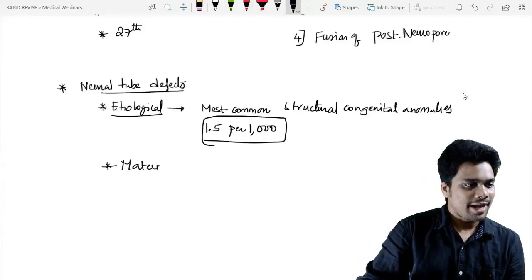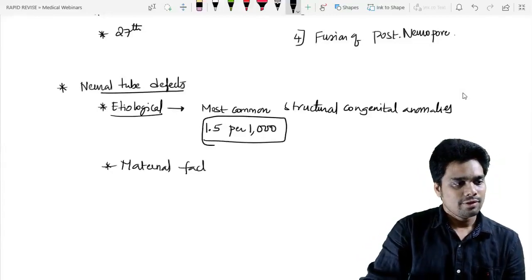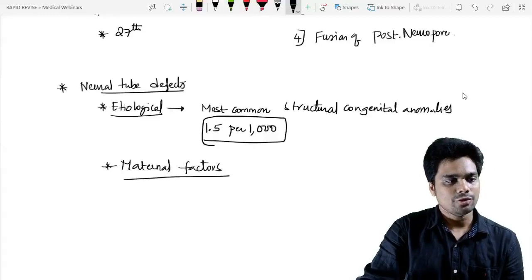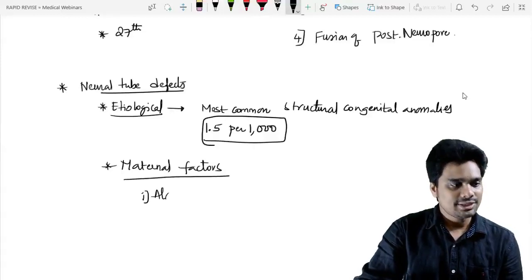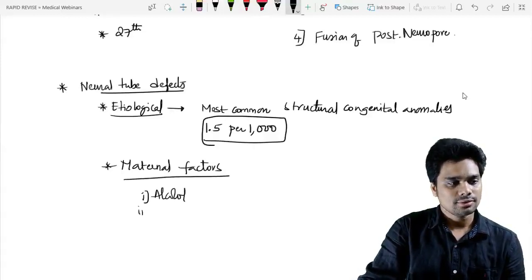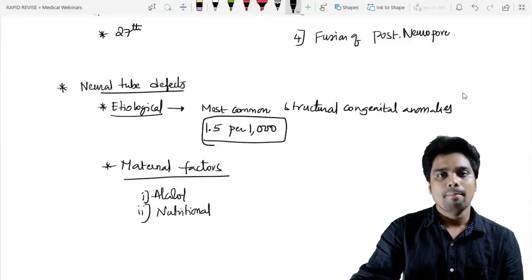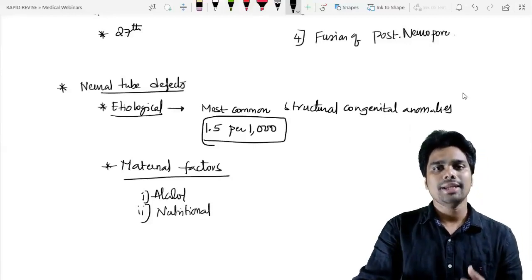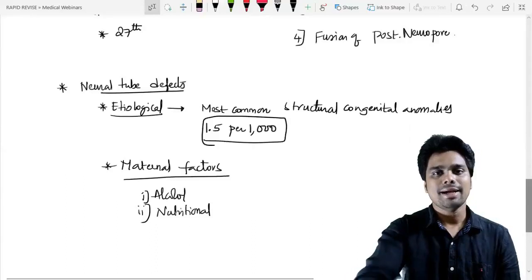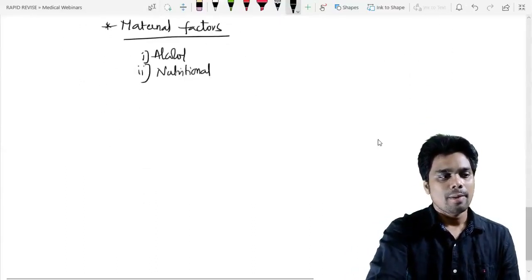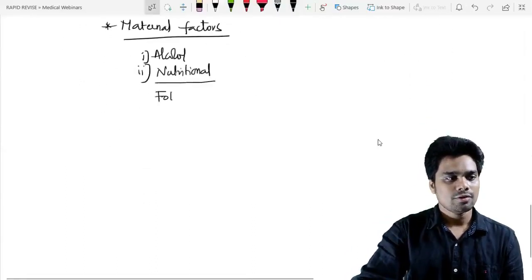The maternal factors which lead to development of neural tube defects are: first is alcohol, second is nutritional deficiencies, that is maternal malnutrition, which is the most common etiological factor. When I say maternal malnutrition, the most important is folic acid.